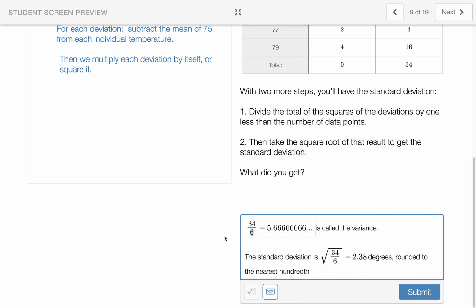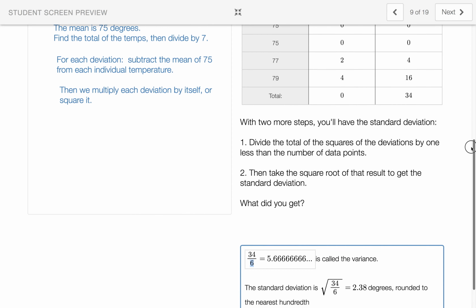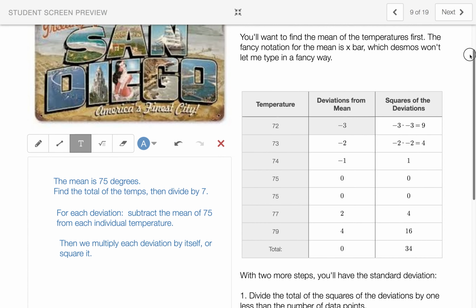If you do 34 divided by 6, you get a long decimal number. That's called the variance. You would need to take the square root of that to get the standard deviation, and when we round that to the nearest hundredth, we'll get 2.38 degrees. The unit for standard deviation matches the unit that we started with. We started in degrees, and we will end in degrees. So 2.38 is a measure of approximately the average distance each data point is from the mean. We're going to use this value and compare to another data set of temperatures to get a better feel for what it does.